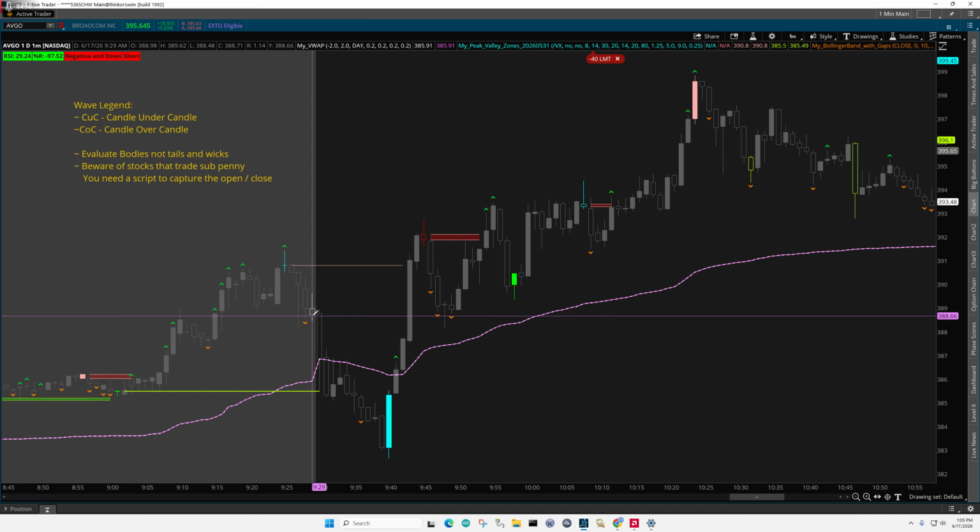Okay, so the black section here is the current market today, the U.S. regular session hours, and then the gray section is the pre-market. So I'm going to start here, and zoom in a little bit more.